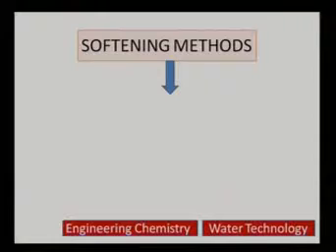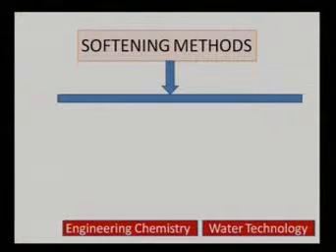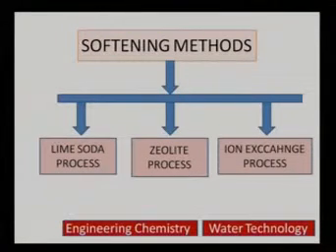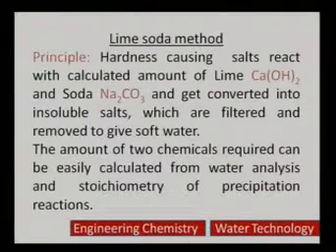Now, let us see all these three softening methods one by one, that is lime soda process, zeolite process and ion exchange process. First of all, we will be taking lime soda process. We will be dealing with all these methods in terms of their principle, procedure, advantages and disadvantages. Let us see the principle of lime soda process.